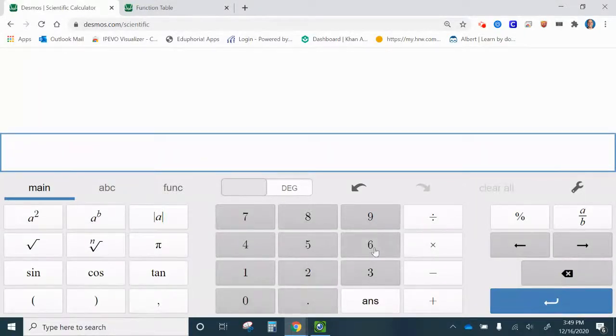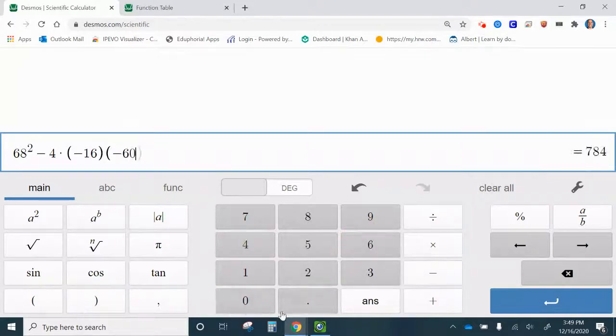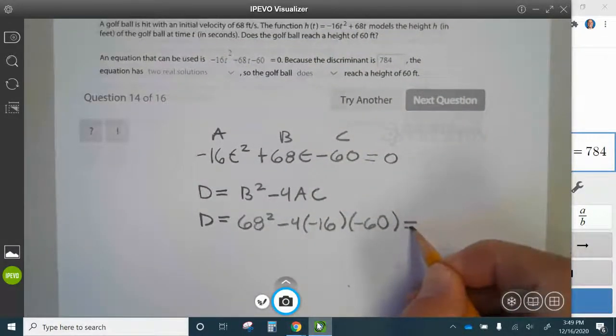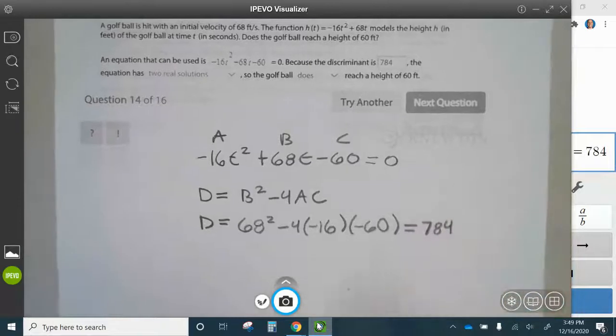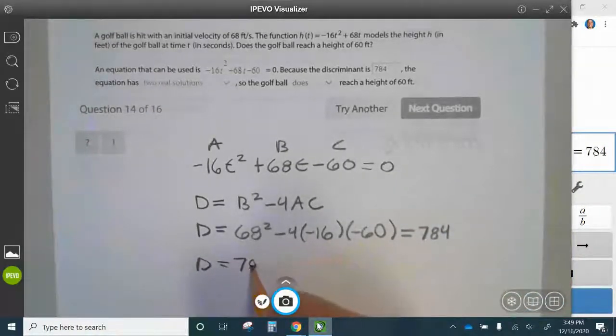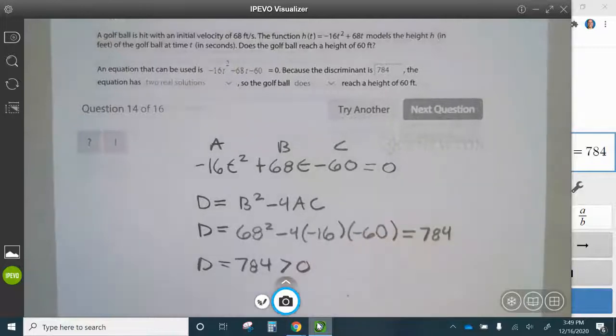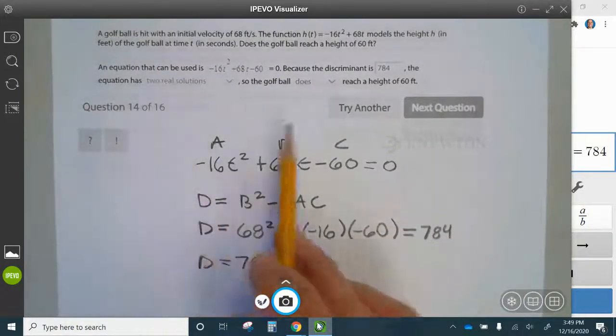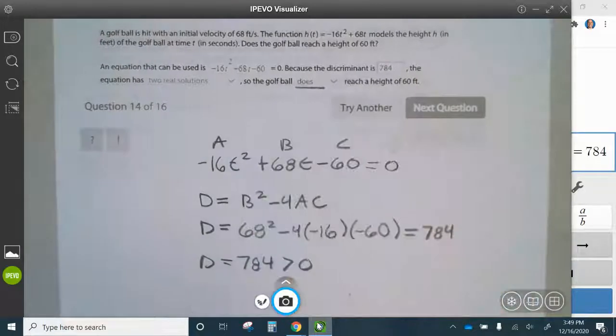So 68 squared minus 4 times parentheses negative 16 parentheses negative 60 is 784. Okay. Now, because the discriminant is 784, that's greater than 0. That means it's positive. So there's 2 real solutions. So the golf ball does reach a height of 60 feet.